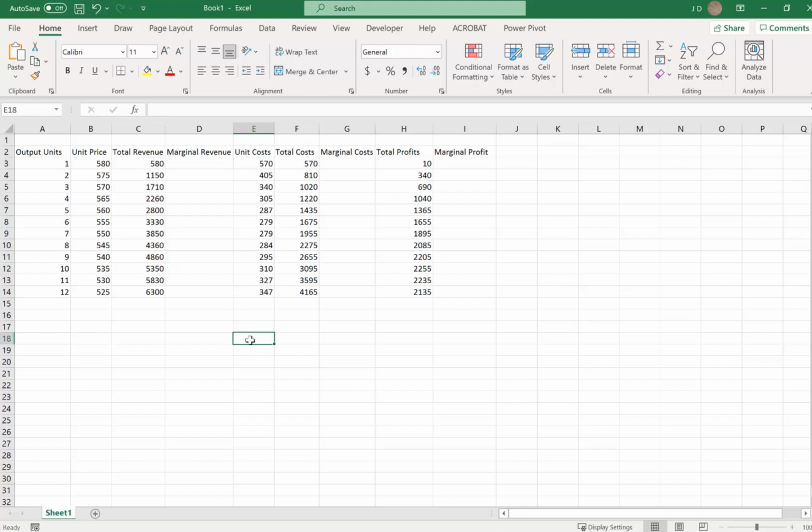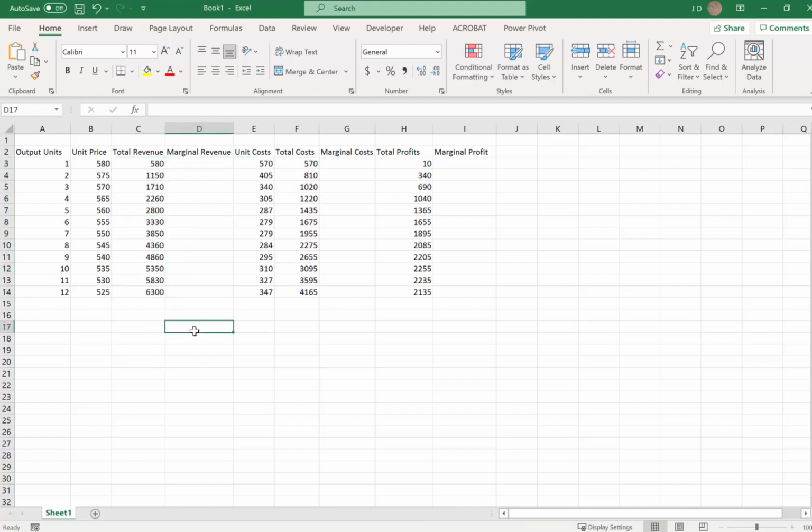Now, the total revenue is the number of units you sold times the unit price. The number of units you sold times the unit cost gives you the total cost. Therefore, total revenue minus total cost gives you the total profit. As simple as that. This column is the profit, this column is the total cost, and this column is the total revenue.